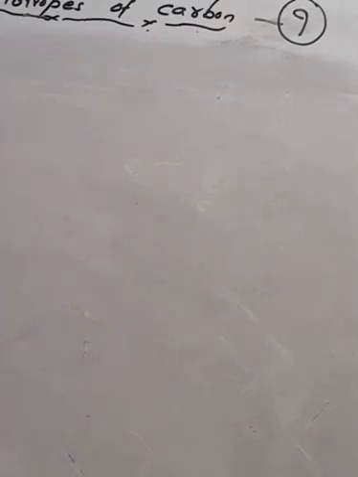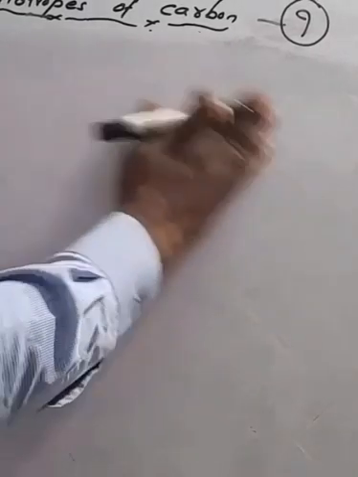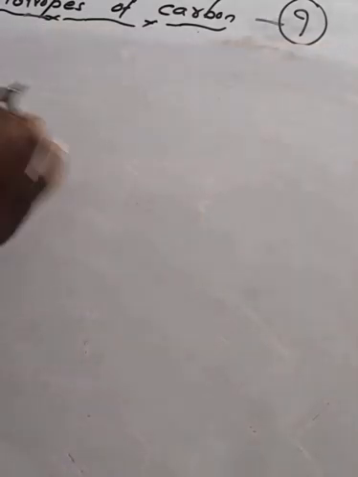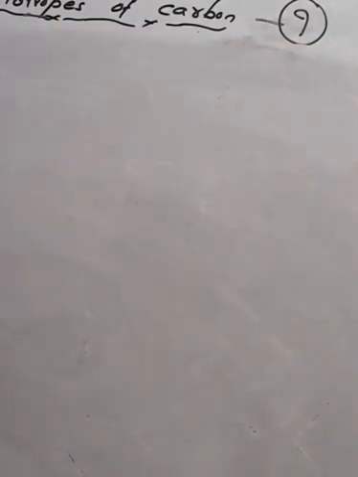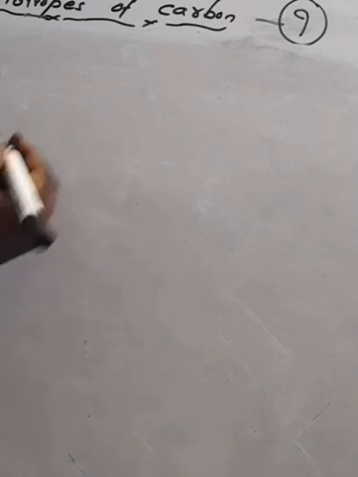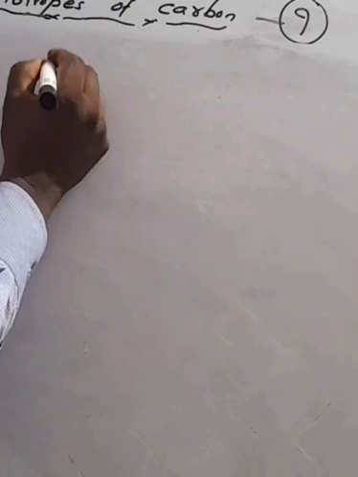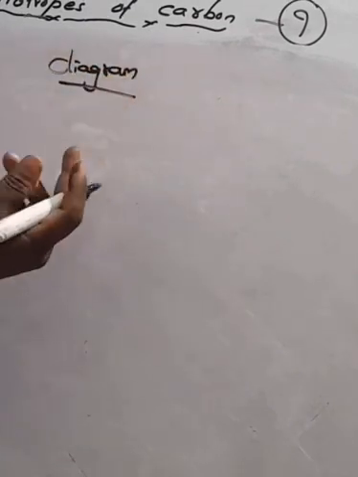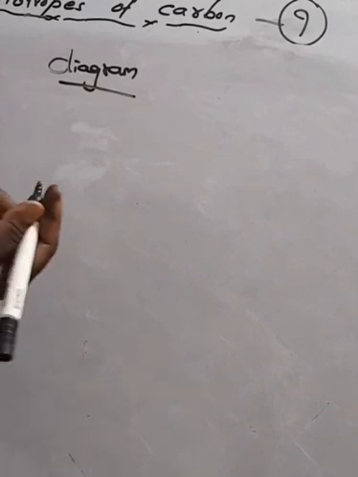So that is the reason diamond is the hardest element. Because it is hard, it is used for cutting tools, cutting glass, boring rocks, drilling, etc. They are using it like that. Then here also we have one diagram, the structure of diamond. We cannot draw it as usual.